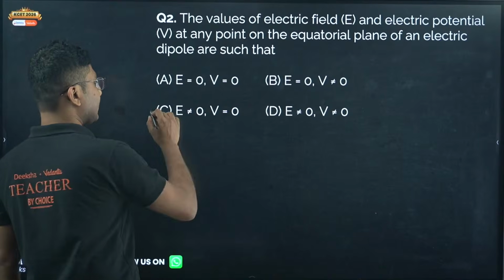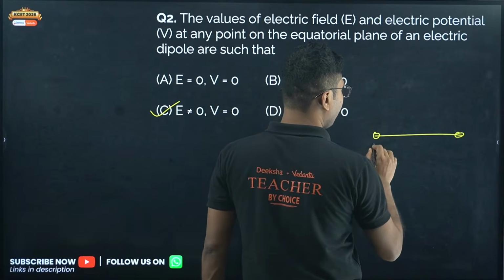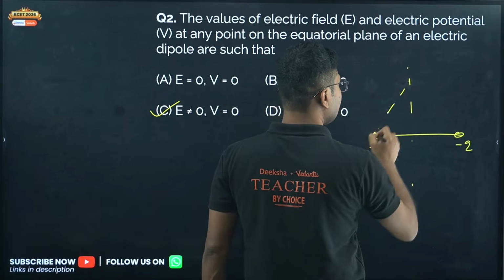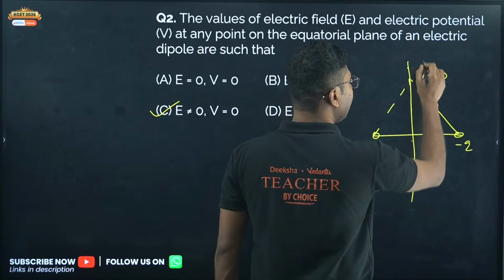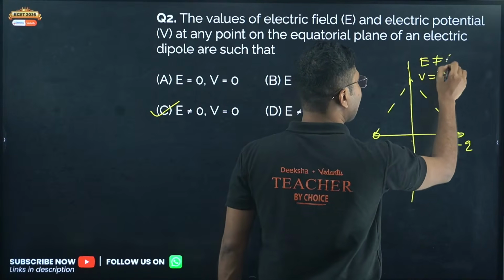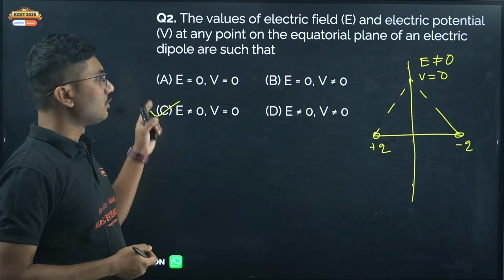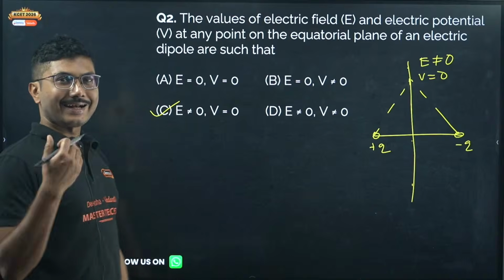Distortion is saying 2C. Yes. So on the equatorial plane of a dipole plus Q minus Q, on this axis, remember that potential is 0. Potential is 0. Electric field is not 0. We have actually calculated what the electric field is, right? So electric field is not 0, but potential is 0 because positive and negative potentials will add and cancel.